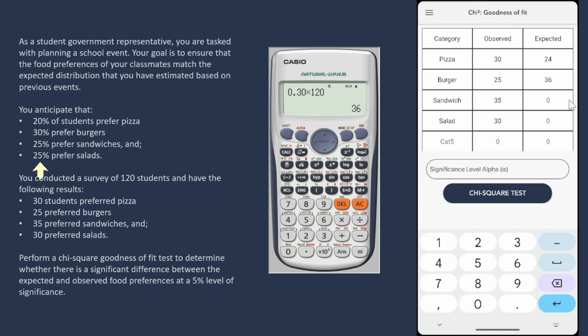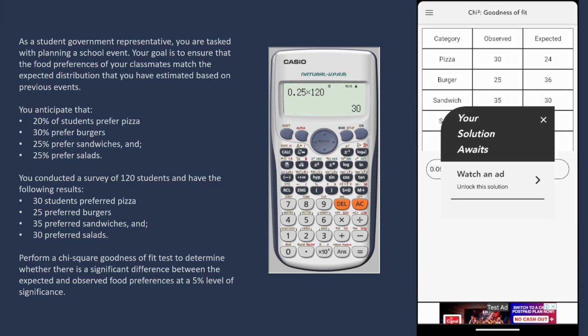Okay, next for sandwiches, we have 25%. So 0.25 times 120, we have 30. And lastly, for salad, which is also 25%, it will also be 30 since it has the same percentage as the sandwiches. The next thing that we will do is to determine the level of significance, which is given in the problem as 5% or 0.05. Now that we have already filled up all the required values, we are ready to press the button and perform the chi-square test. Here we will be prompted to watch an ad in exchange for a reward.